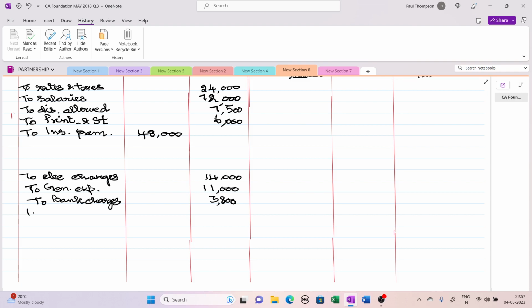Bad debt, we got an adjustment, so we have to write it in the inner column. Bad debts is 12,200. Okay, 12,200. Next one is repair to motor vehicle.